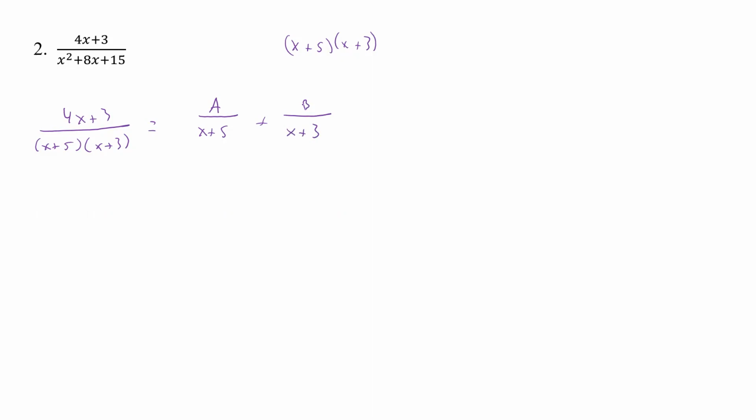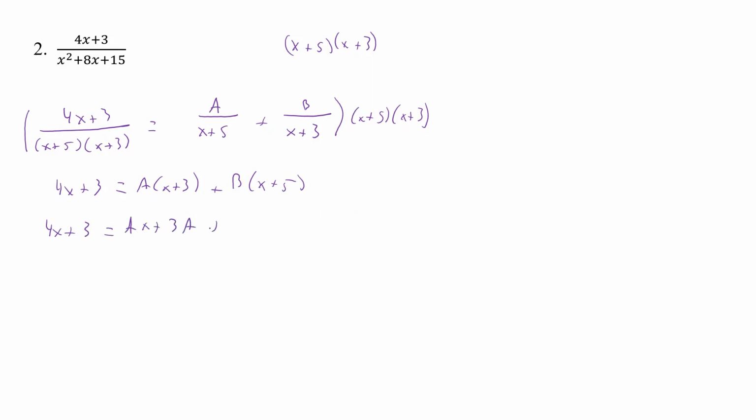All right, so what do we do? Well, we do like we have done before. We multiply by the LCD, x plus 5 times x plus 3. So when we multiply by the first one, we just get 4x plus 3 equals, now the x plus 5's cancel, we have A times x plus 3 plus, now we have B times x plus 5 because our x plus 3's cancel. And now we simplify on the right, so that gives us 4x plus 3 equals Ax plus 3A plus Bx plus 5B.